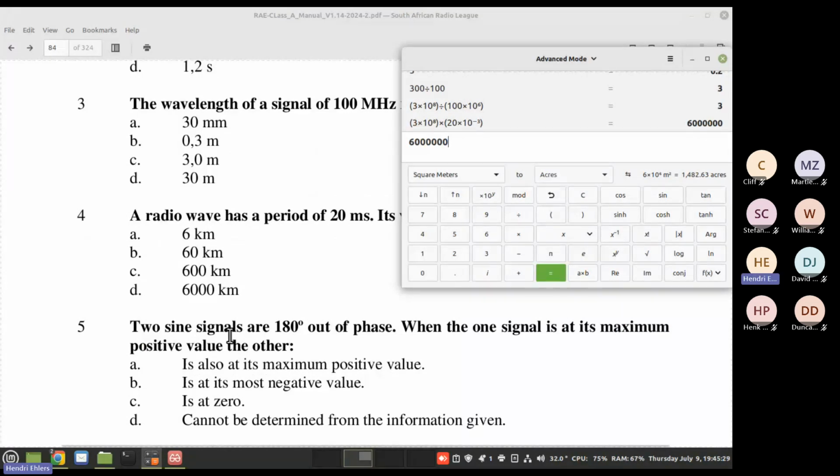Right, this one you guys must answer. Two sine signals are 180 degrees out of phase. When the one signal is at maximum positive value, the other one would be at... C.